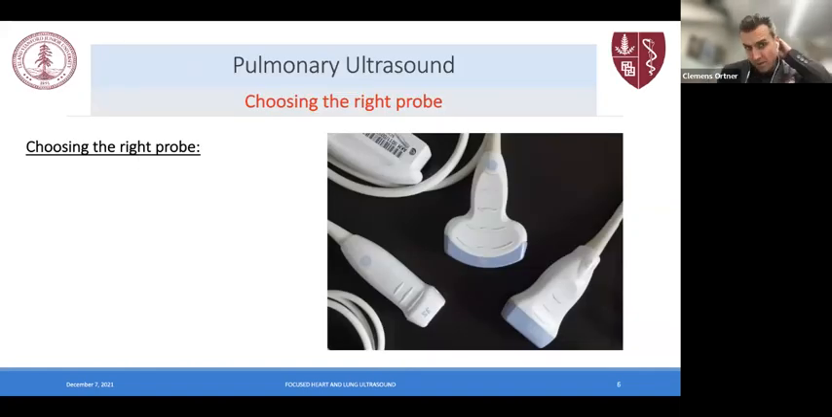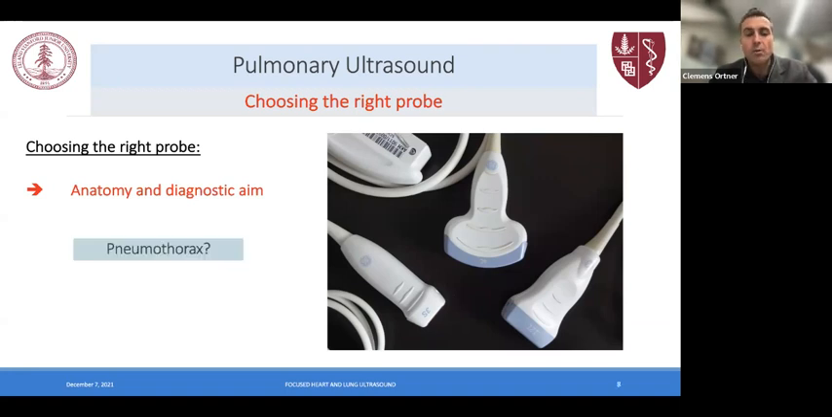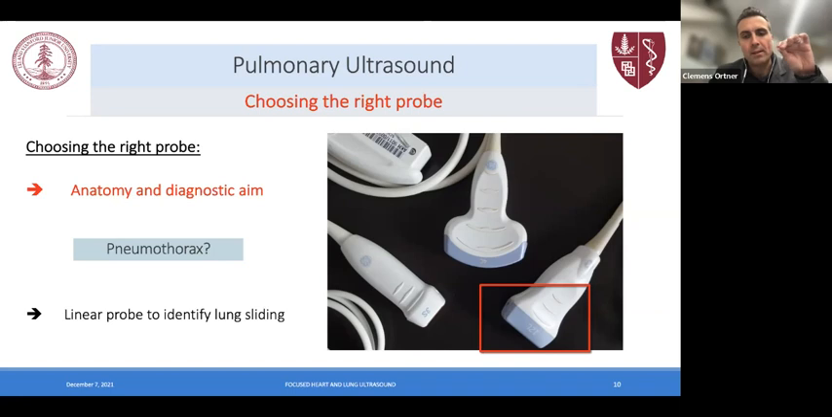So the first question is, which probe to use when we do a lung ultrasound? I think this always depends on the patient's anatomy and also on your diagnostic aim. For example, if your question is primarily, does this patient have a pneumothorax or not, then it makes sense to use a linear probe with a high frequency but lower tissue penetration, because you want to see lung sliding.